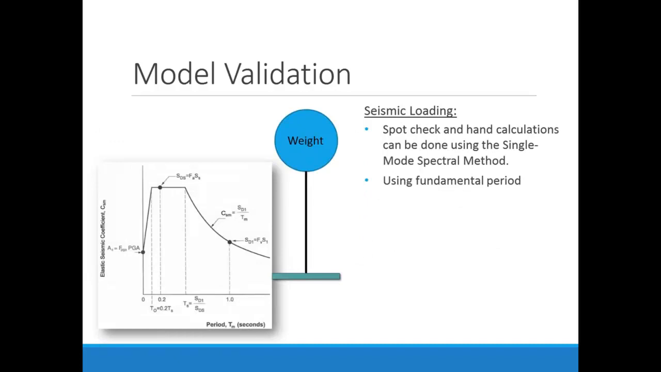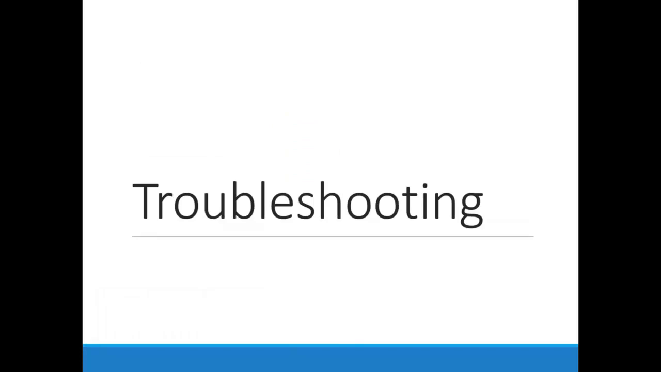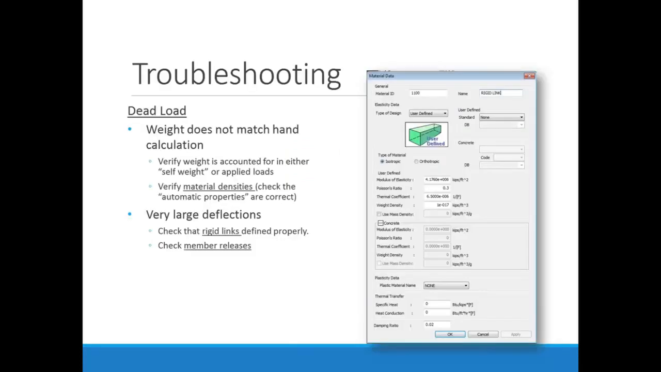And then as far as hand calculations to verify your seismic loading, you can spot check, look at your piers, for instance, and do hand calculations. You can use just like the single mode spectral method that's within AASHTO, and use your response spectrum function to find out how much of your load is being transferred horizontally. So quick and easy things on a single sheet of paper to verify if your seismic loading is correct. All right, so moving on to troubleshooting.